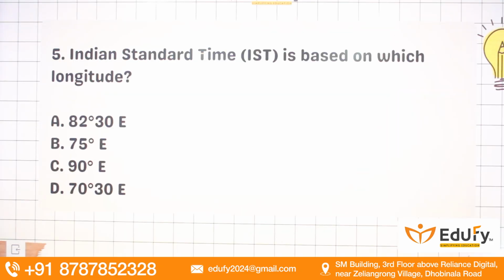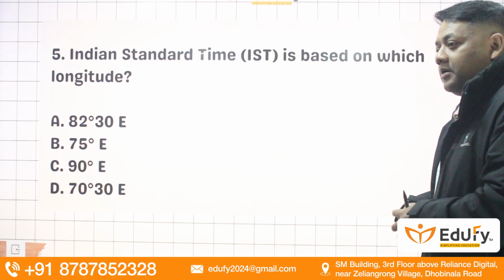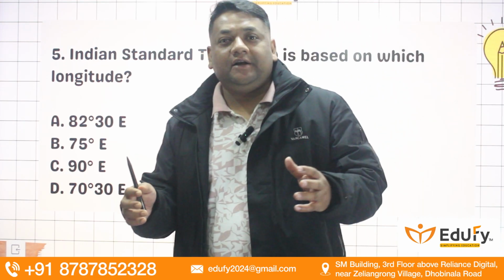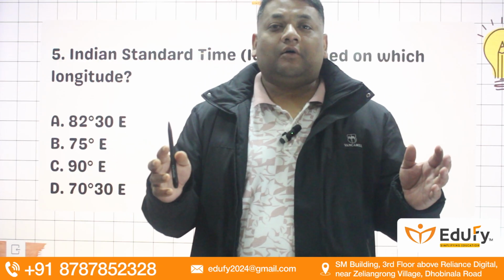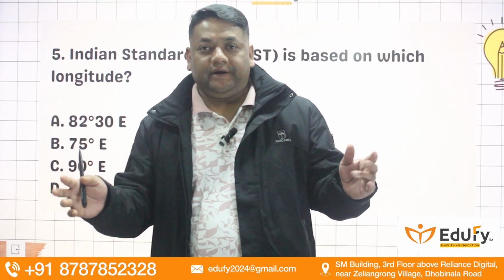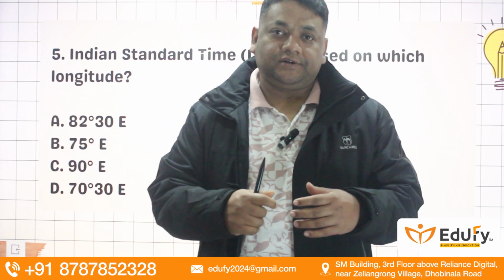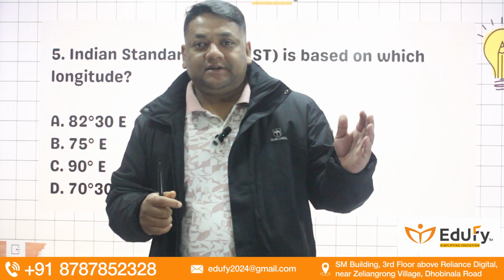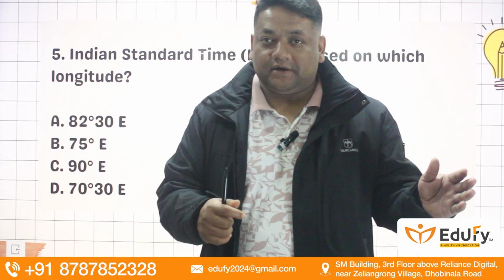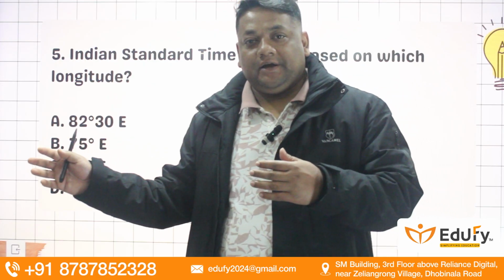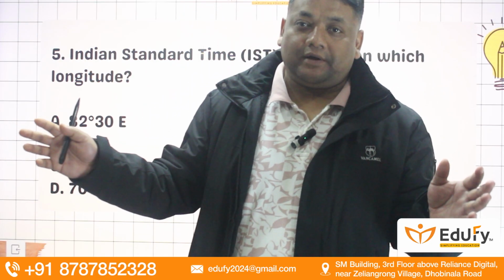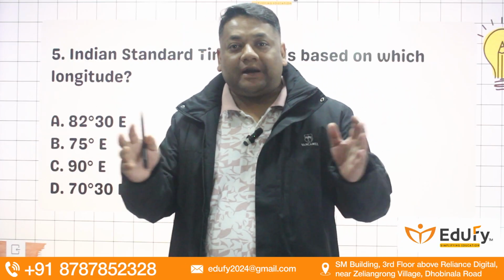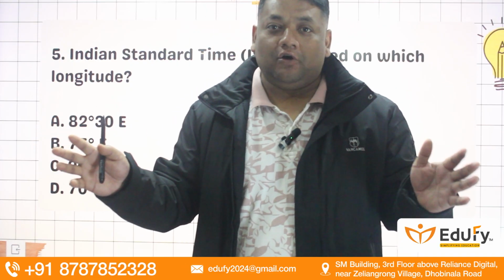Next question. Indian Standard Time, IST, is based on which longitude? Remember, our entire India is spread almost 30-degree longitude, from the western to the eastern part of India, that is Gujarat to Arunachal Pradesh, almost 68 degrees longitude approximately on one side, and 97 degrees longitude approximately on the other side. So the entire spread of India is within 30-degree longitude.